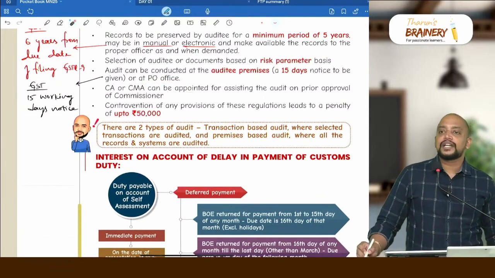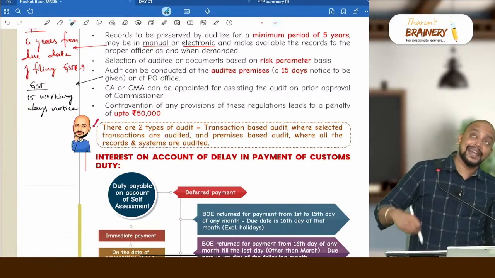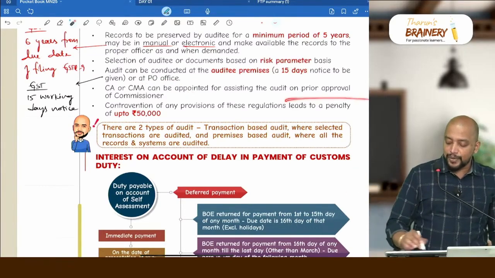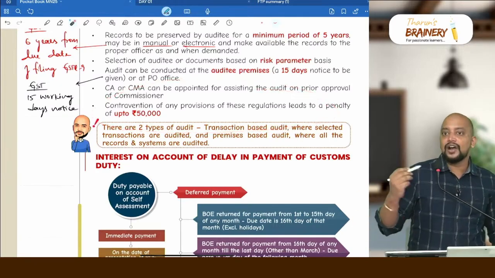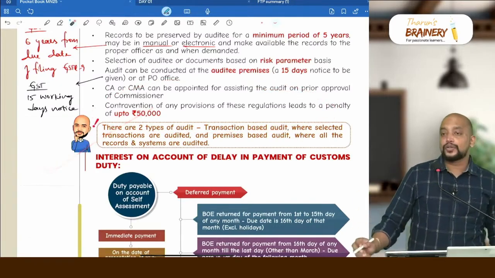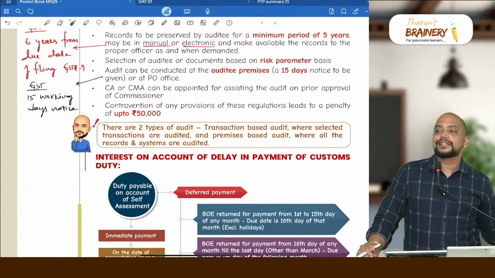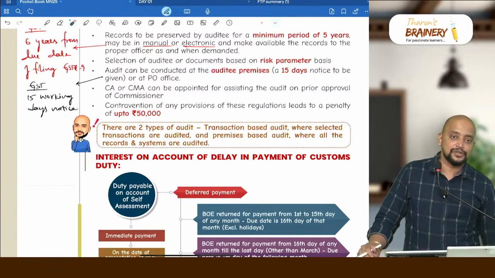So this audit is not done by chartered accountant or cost accountant, but they can assist for conducting the audit on prior approval of commissioner. And again, contravention of provisions, what is the penalty? Up to 50,000. And what are the two types of audit? There are two types of audit, that is transaction based audit and premises based audit.